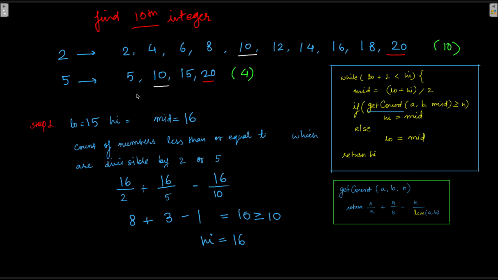16. And this time, as you see, 15 plus 1 is going to be 16, which is actually equal to high, which means our while condition doesn't satisfy anymore. So we have to go out of this loop, and when we go out of this loop, our answer is high. Whatever is present in high, that is going to be our answer. So 16 is our answer in this case.